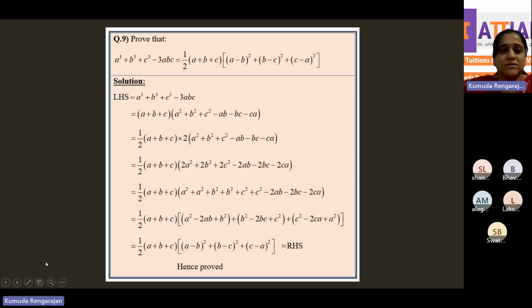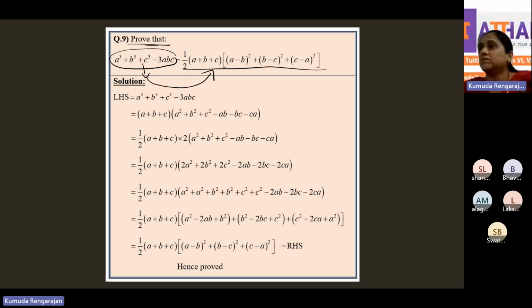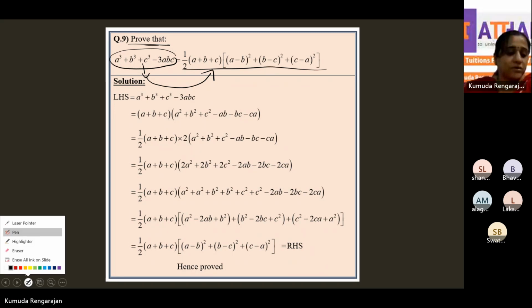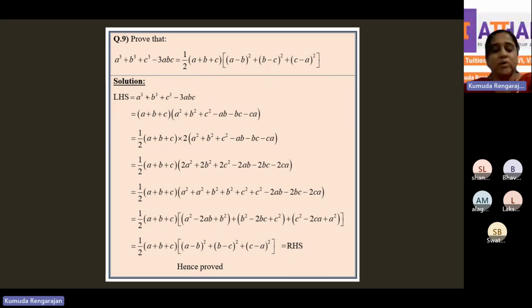But in this one, you'll have to prove that this left-hand side is equal to this one. That means you should take up the LHS, work this one, and the answer you get should be this one. So when you look at the RHS, you can see some half here, no? So keep that in mind.